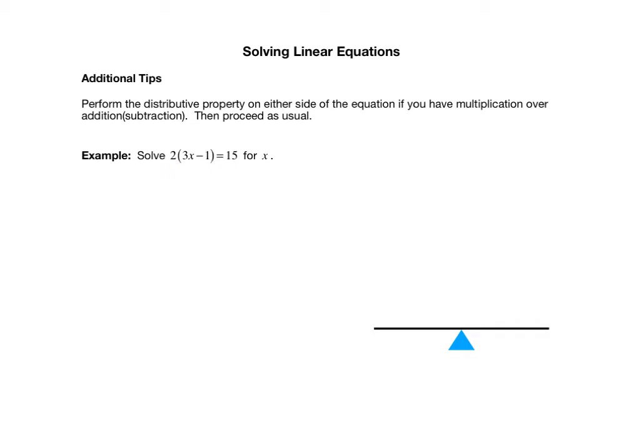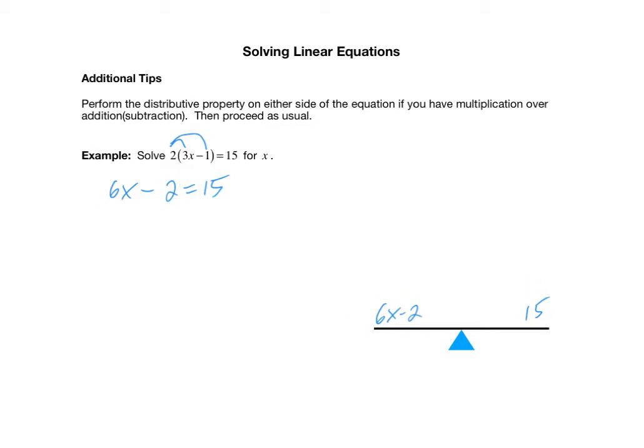First we're going to distribute the 2 into the 3x and into the 1, and we get 6x minus 2 equals 15. So technically we have not done something to both sides. Remember, equality is all about balance. We've not done something to both sides. We've just changed the left-hand side to something that's equivalent to it.